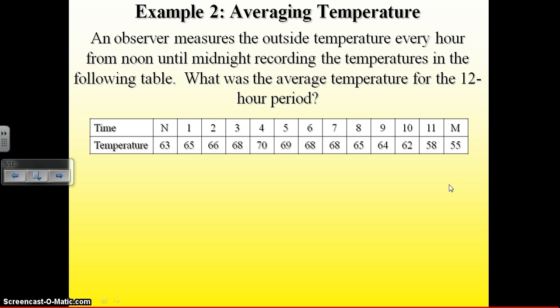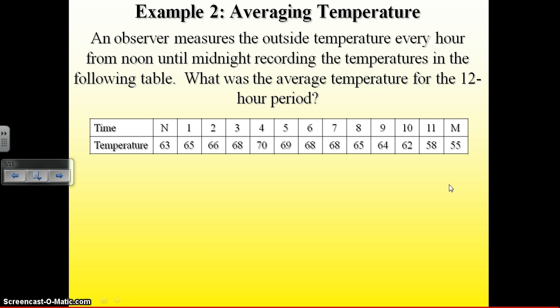Now, this brings us to an interesting problem, and I'll go ahead and tell you, I've seen several of these on the AP exam. Average temperature. An observer measures the outside temperature every hour from noon until midnight, recording the temperatures in the following table. So at noon, it's 63 degrees. 1 hour past noon, it's 65 degrees. At 2 o'clock, 66, 3 o'clock, 68, all the way up to midnight where it's 55 degrees. What was the average temperature for the 12-hour period?